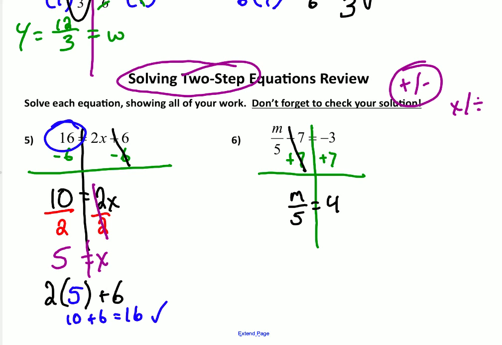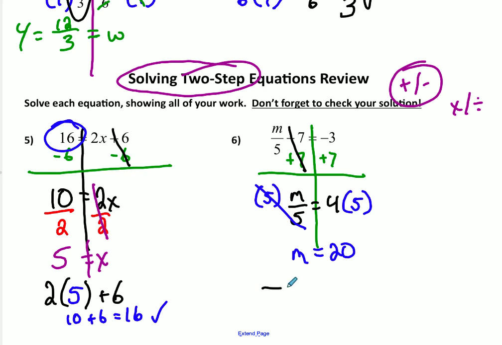Now I come back for step 2. m over 5 means m divided by 5. So I want to do the opposite. I want to multiply by 5. So I'm going to do that on both sides. Multiplying and dividing by 5 cancel each other out. Things like fractions, one's in the numerator, one's in the denominator. So they just divide out to be ones, and I'm left with m. 4 times 5 is 20.